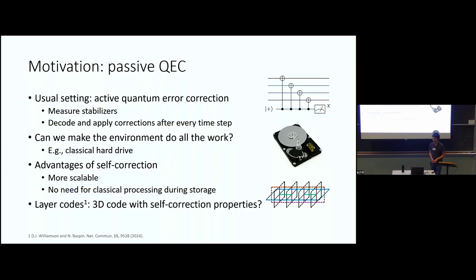And so today, I'm going to tell you about our investigation into these layer codes, which is a very nice construction by Williamson and Baspin. It's a three-dimensional topological code that has a lot of very good properties, and potentially leading to some self-correction.